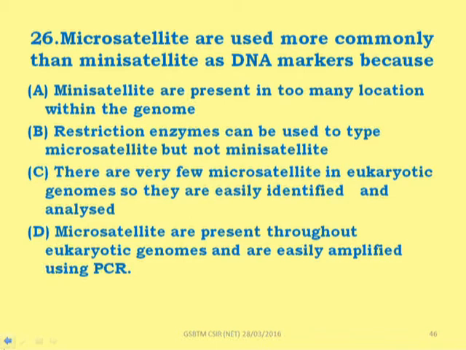This is one of the most important features of microsatellite or SSR marker. Microsatellites are present throughout the eukaryotic genome and are easily amplified using PCR.